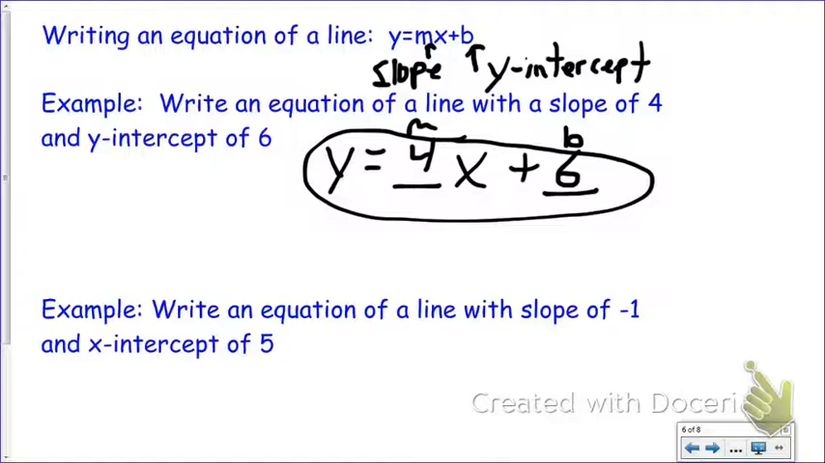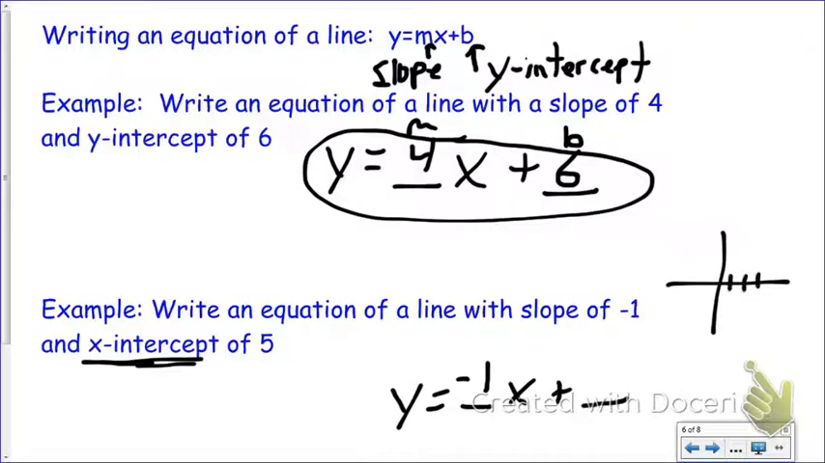Okay, now it's going to get a little bit harder. In the second one, again, we're looking to fill in these blanks. Y equals blank x plus blank. So it starts out easy enough. It says write an equation of a line with a slope of -1. So I'll put the -1 for the slope. But here's where it gets kind of hard. It says an x-intercept of 5. That's not the same as a y-intercept of 5. An x-intercept of 5 means that it's going to be here on the x-axis, and the coordinates at that point are 5, 0.